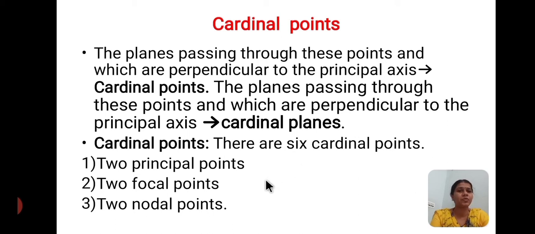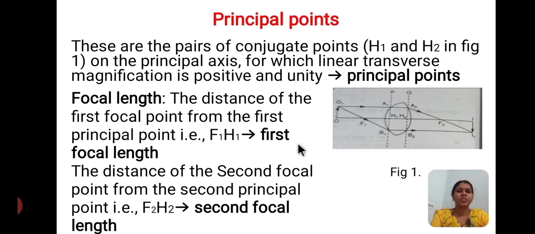Now we will try to know one by one about these points and planes. I will show it in the figure so that you can understand it very easily. Let us consider now the principal points. We are now discussing the principal point here. This is again the convex lens. This is an object, which forms an image. Okay, students?